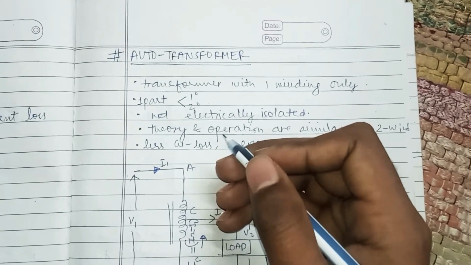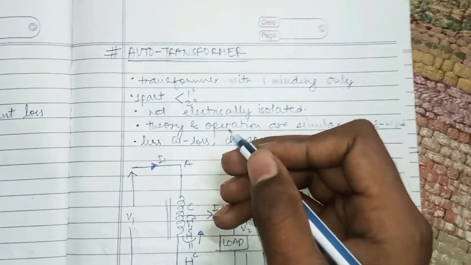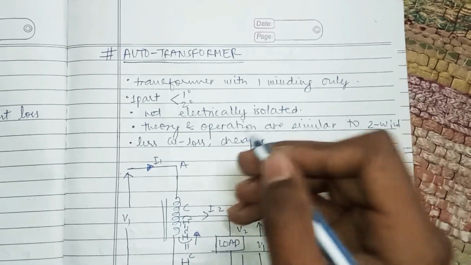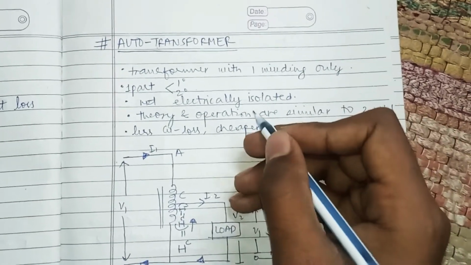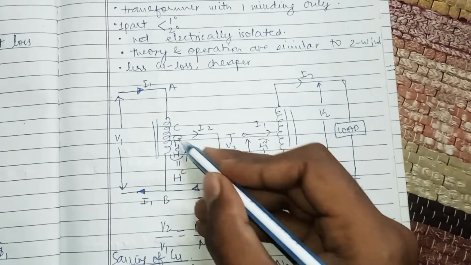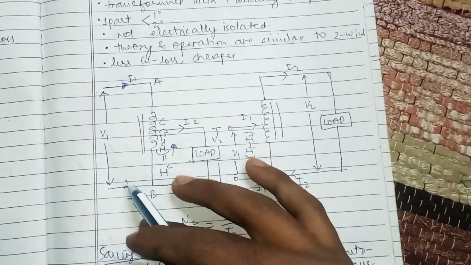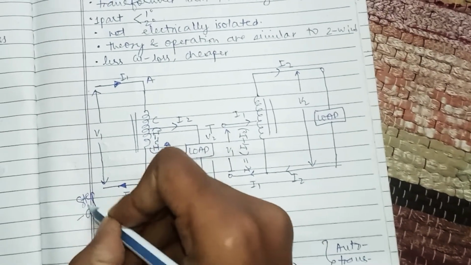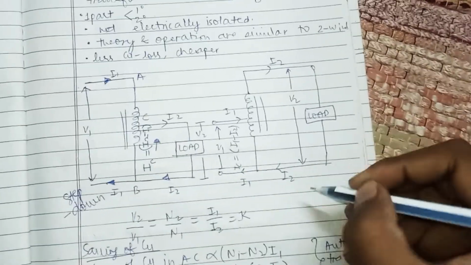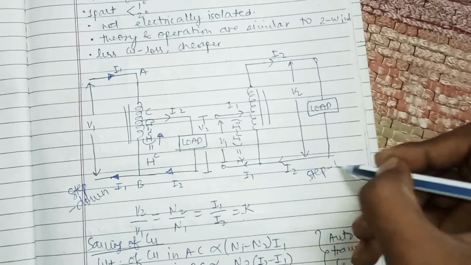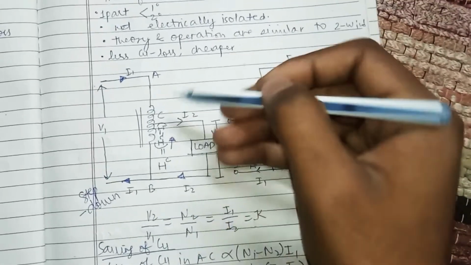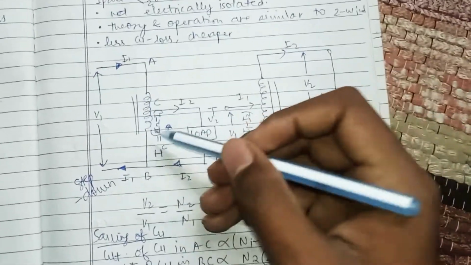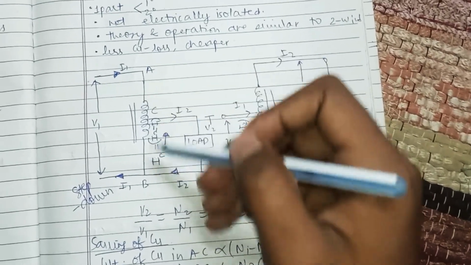It is a transformer with one winding only, part of which is common to both primary and secondary. You will come to know later that here it is one winding only. It is a transformer which can be step down, and it can also be step up. So we are going to study about this. Here it is a step down transformer.